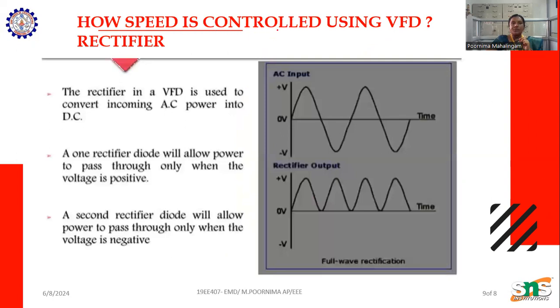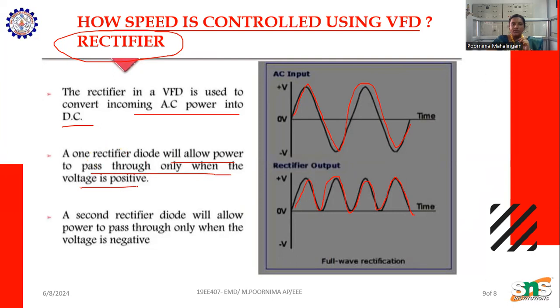Now coming to how speed is controlled using a VFD. First process is the rectifier. The rectifier in the VFD is used to convert the incoming AC supply to DC supply, that is, a bidirectional supply to a unidirectional signal. One rectifier diode will allow power to pass through only when the voltage is positive.